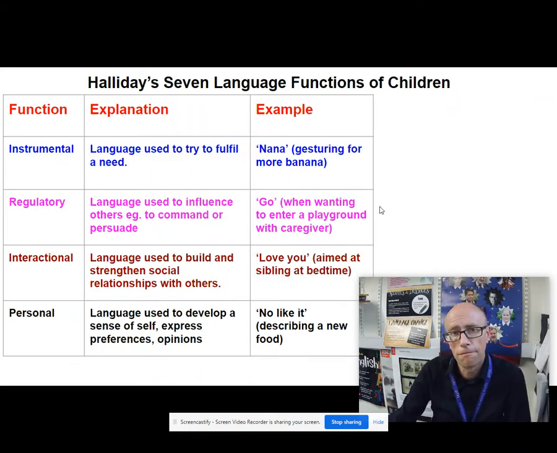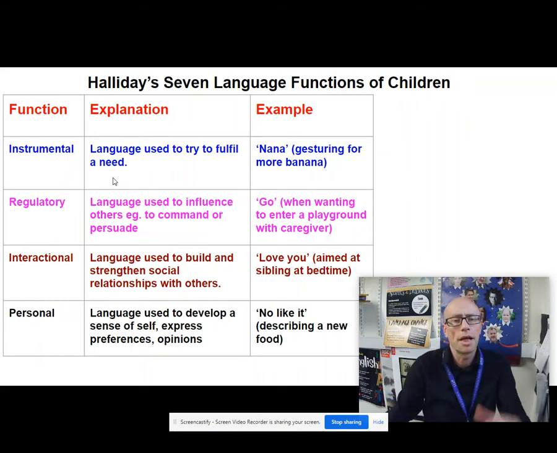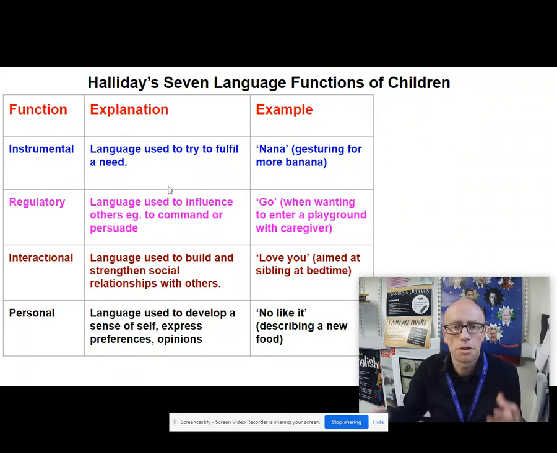Right, here are the first four, and I think these first four Michael Halliday identified in his own son's language, and these were the initial purposes that he identified. Particularly the first two, instrumental language and regulatory language. Instrumental language is language that's used to try to fulfill a need. It's saying things like, I'm hungry, or, do something for me. An example would be Nana, gesturing for more banana. So you can see at a very basic level, at the holophrastic stage, infants are quite clearly meeting instrumental needs with their language.